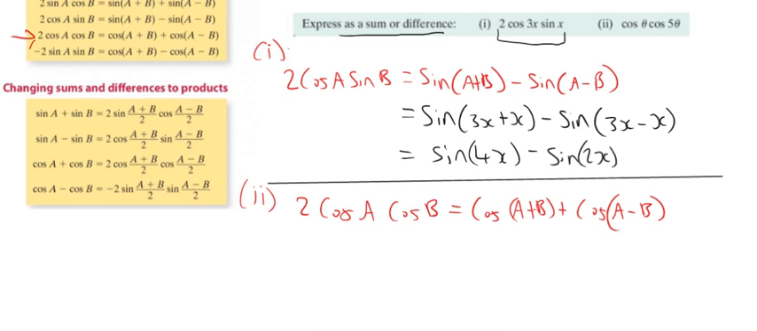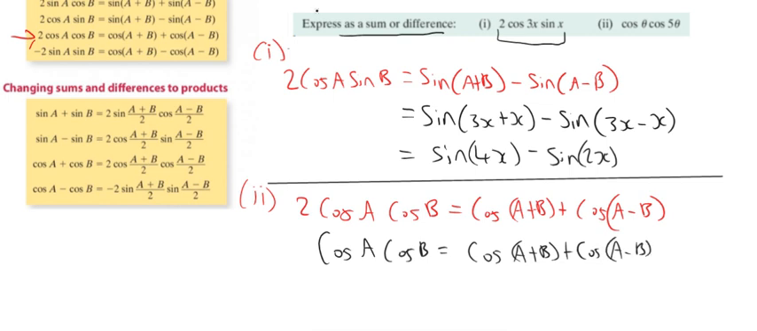Now notice you don't have a 2 in front of the cos theta, cos 5 theta for this one. So I'm gonna just change this before we start. So it's gonna be cos A cos B is equal to, so if I bring the 2 over and divide it, I'm just getting cos of A plus B plus cos of A minus B over 2. So if you bring it across, you have to divide it. So now we've got cos A cos B, so now we can just replace the A with a theta and the B with a 5 theta.